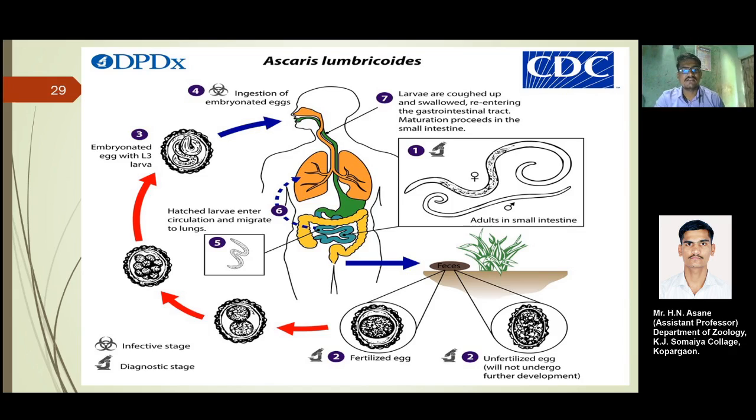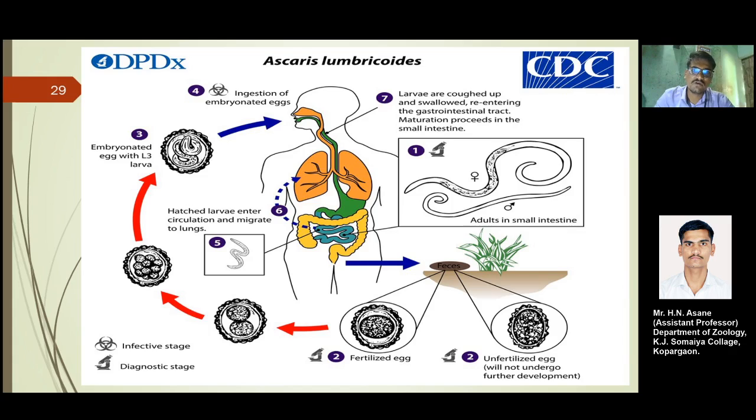After that, the fifth step, in the intestine, the embryonated egg hatches after ingestion. The larvae come out from the egg, enter circulation and migrate to the lungs through the hepatic portal system, and then get swallowed again by means of coughing. The sixth part shows the migrations.